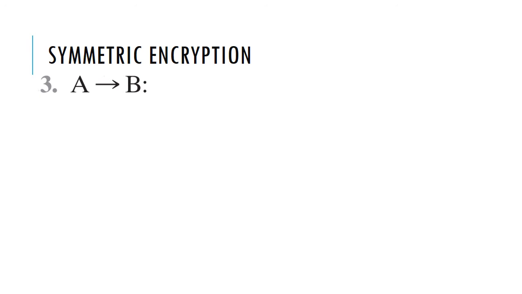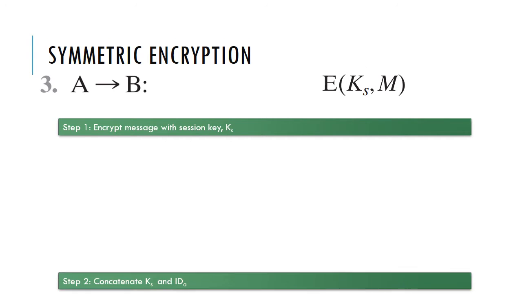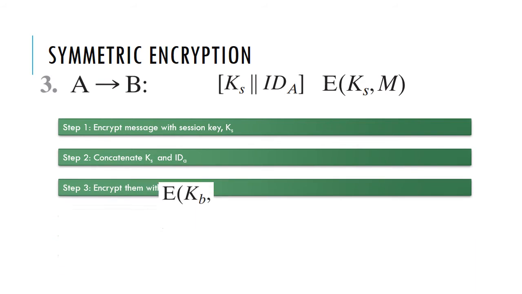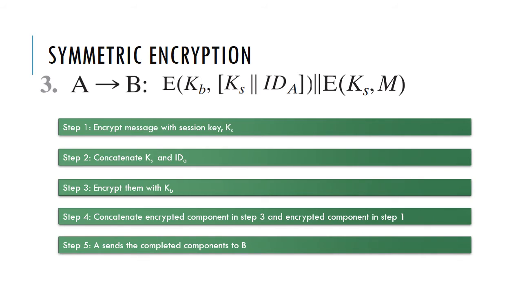Before sending the message to Bob, Alice will first encrypt the message with the session key. Then Alice will concatenate the session key together with Alice's ID. Then, Alice will encrypt all of them with Bob's key. After that, Alice will concatenate the encrypted component in step 3 and the encrypted component in step 1. Then Alice will send the completed component to Bob.